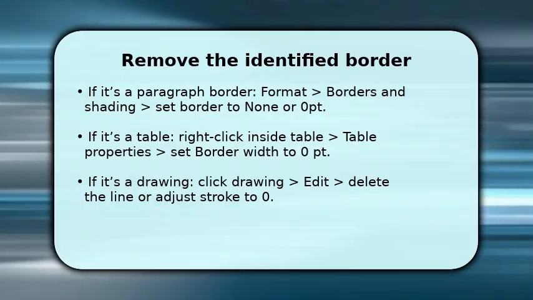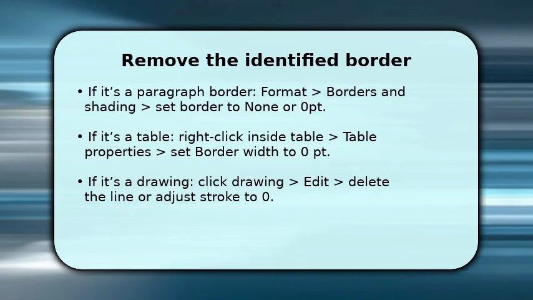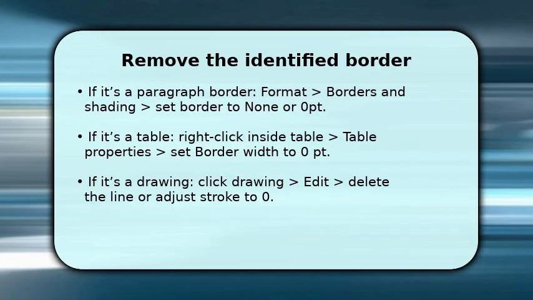For a paragraph border, use Format, right arrow, Borders and shading, choose the left border and set style to none or width to 0 pt, then apply. For a table, click inside a cell, right-click and open Table Properties, set border width to 0 pt and confirm.